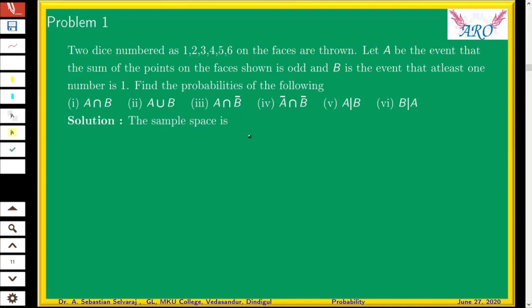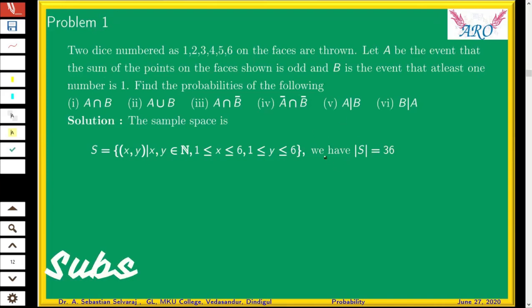Solution: first of all, what is the sample space? The sample space is nothing but the collection of all possible outcomes of a random experiment. Here the sample space is defined as the set of all (x, y). Here (x, y) is an ordered pair because we are throwing two dice simultaneously. That's why a sample point is an ordered pair (x, y), such that x and y belong to the set of natural numbers and the values of x and y lie between 1 and 6. From this, the cardinality of S is equal to 36. Cardinality is nothing but the number of sample points in the sample space.